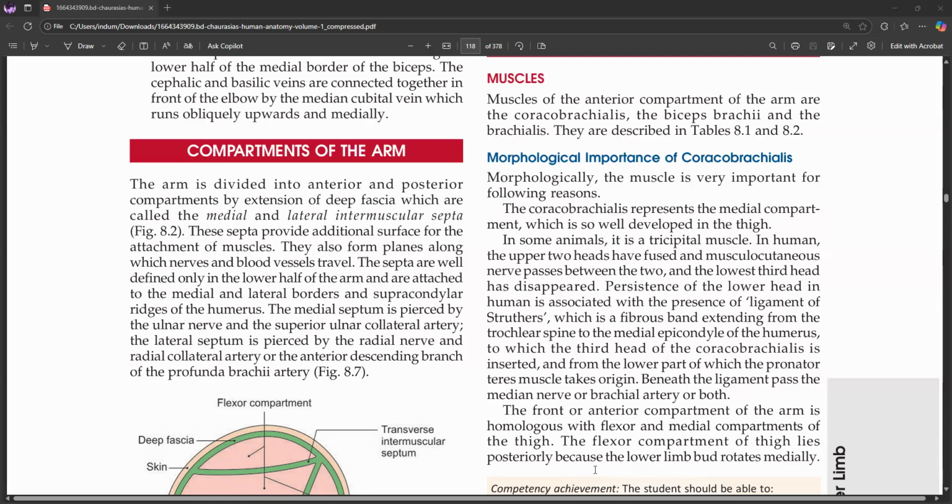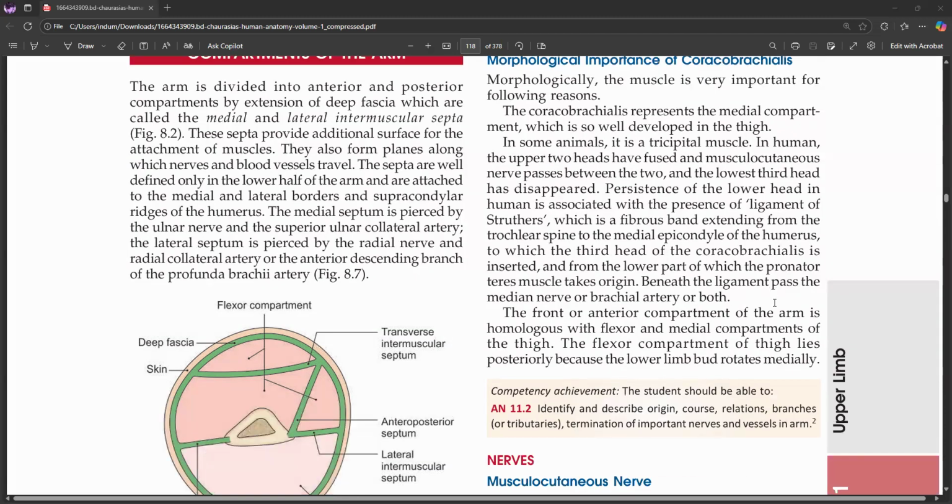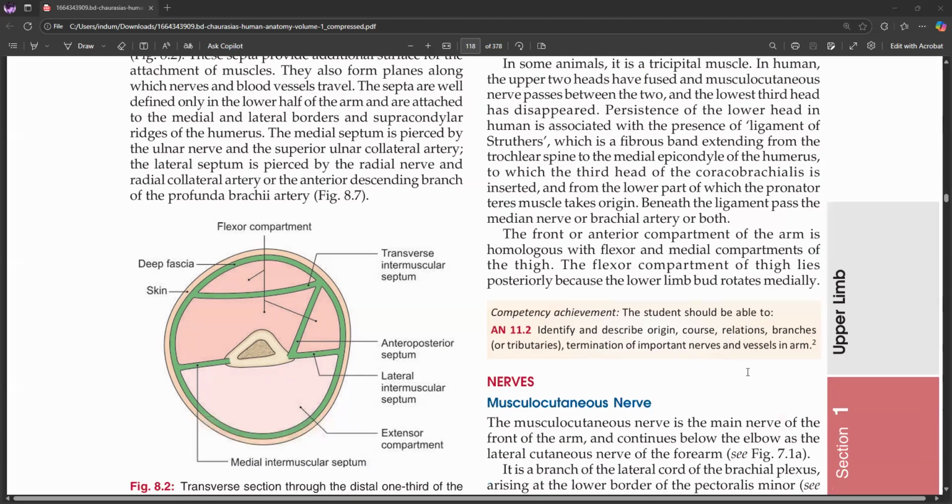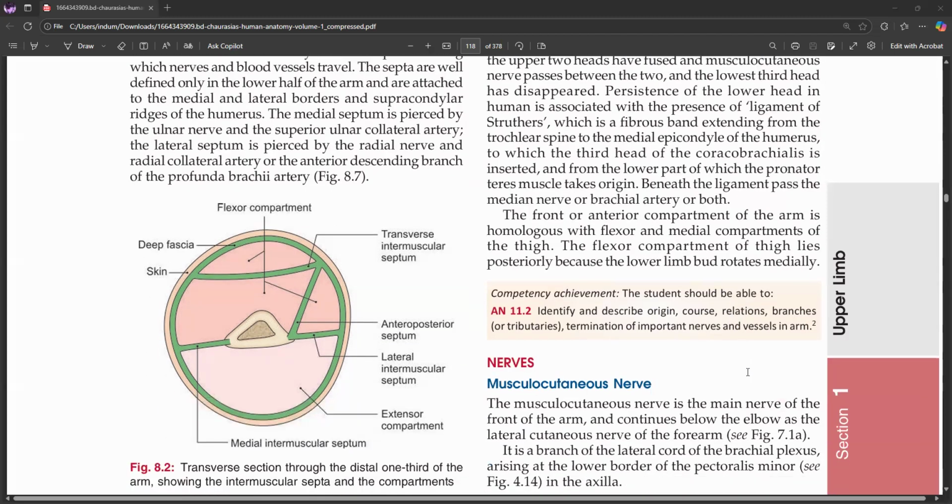In humans, the upper two heads have fused and the musculocutaneous nerve passes between the two, and the lowest third head has disappeared. Persistence of the lower head in humans is associated with the presence of the ligament of Schroeder's, which is a fibrous band extending from the trochlear spine to the medial epicondyle of the humerus, to which the third head of the coracobrachialis is inserted, and from the lower part of which the pronator teres muscle takes origin. Beneath the ligament pass the median nerve or brachial artery, or both.